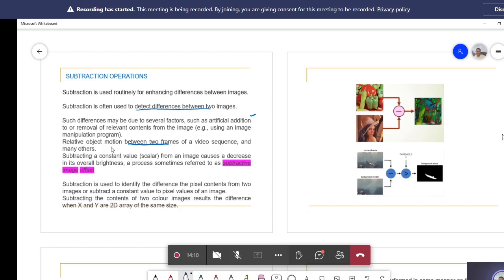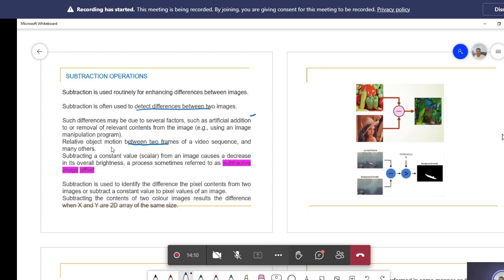Now second point, subtraction is used to identify the difference in the pixel contents of two images, or to subtract a constant value from the pixel values of an image. Subtracting the contents of two color images gives the difference when x and y are 2D arrays of the same size. So this is just a simple example. Here this is your first image, this is your second image. We have subtracted these two, and here we are getting the difference of these two images. Similarly, this is the first image, this is the second image. After subtracting and applying some threshold, this is the output.